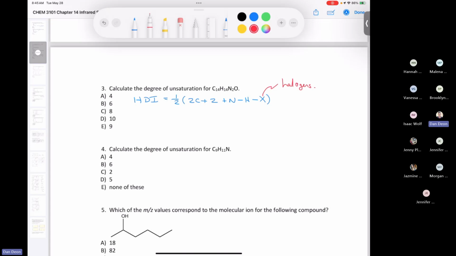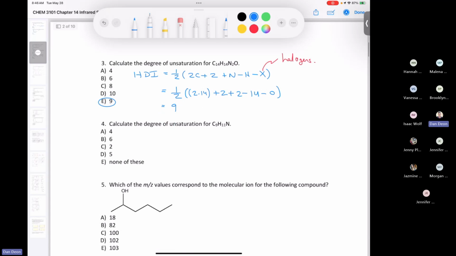And so if we put our numbers in here, so let me get my blue pen again. We say 1/2, 2 times the number of carbons, so that's 2 times 14, plus 2, plus the number of nitrogens, which is 2, subtract the number of hydrogens, which is 14, subtract the number of halogens, which is 0. You put all that into your calculator or into your brain, and you end up with 9. So the HDI here is 9. There's quite a bit of unsaturation in this compound.